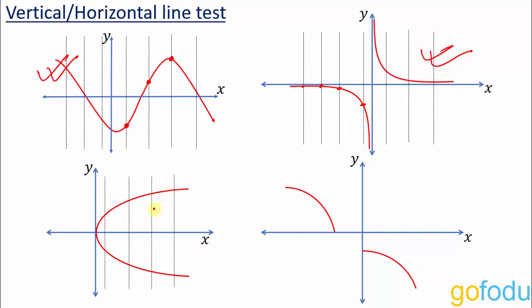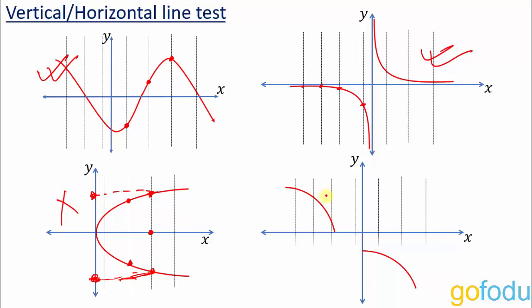This third one is not a function. This line is cutting the graph at 2 points. Okay, even this line is cutting the graph at 2 points. So this is not a function. Because for one value of x, if I take this value of x, there are 2 values of y, this one and this one here. There are 2 values of y for one value of x, which is not allowed as per the function's definition. So this graph doesn't represent a function.